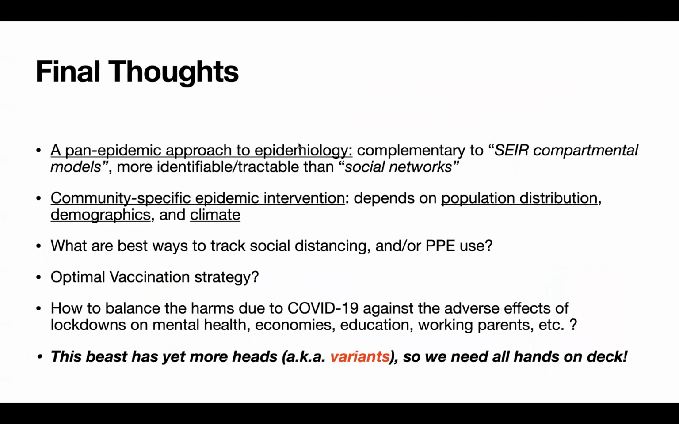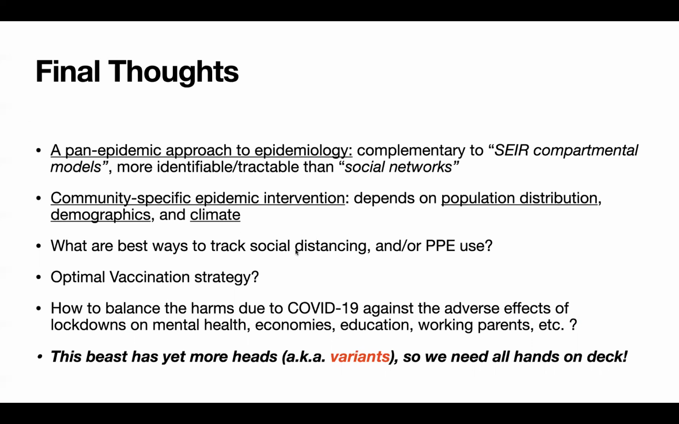So let me conclude. This is where we are. Unfortunately, I don't have a clear message for you. We do have a pan-epidemic approach to epidemiology. Maybe the clear message is that if you use a physical, astrophysical approach, we can understand things better and connect them. We think it is more predictive, physical and useful than traditional methods in epidemiology. We can tell you about community-specific interventions because we can quantify how things depend on population distribution, demographics, and climate, by studying the diverse set of epidemics.